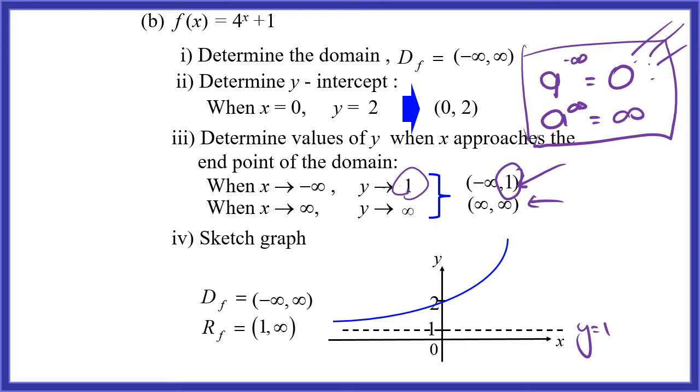Okay, now let's look at question C. It's actually f(x) = 2^(negative x) minus 3. I didn't notice the negative here, so it will be different from question B. So let's see it together.